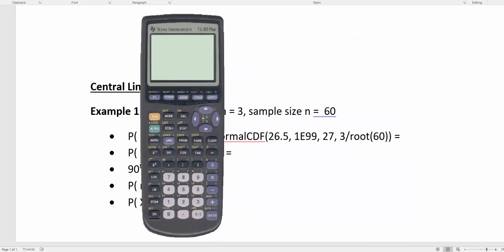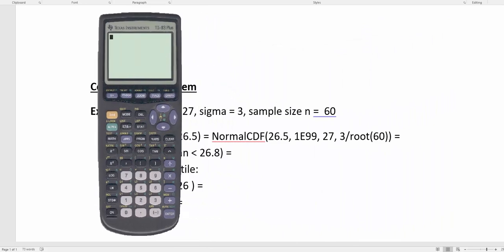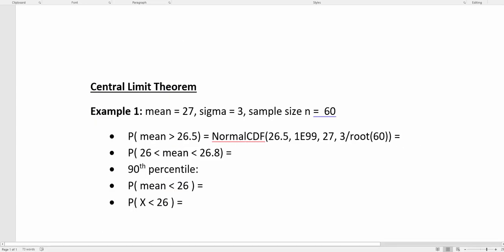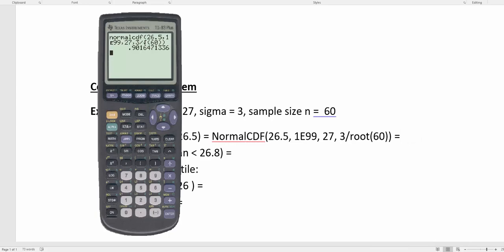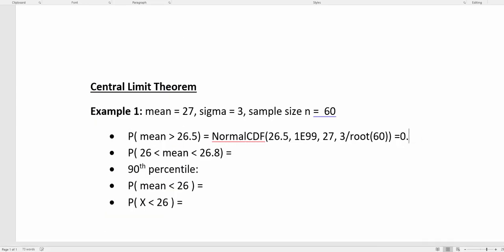So let's go to our calculator. We're going to go to second variables, normal CDF. 26.5, we go to infinity. 27 is the mean, and the standard deviation is 3 divided by square root of 60. So the probability here is 0.9016.